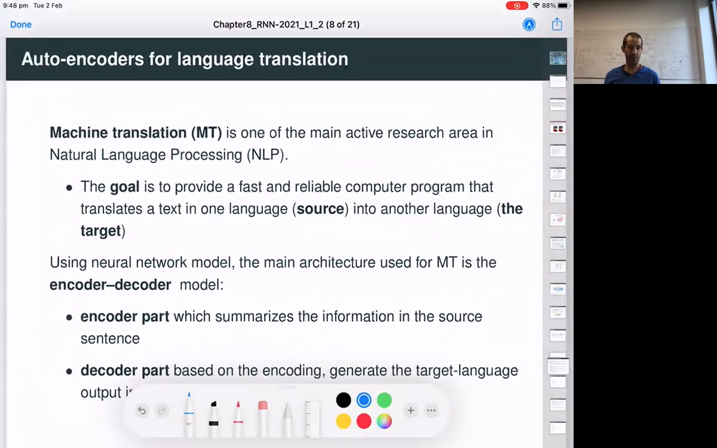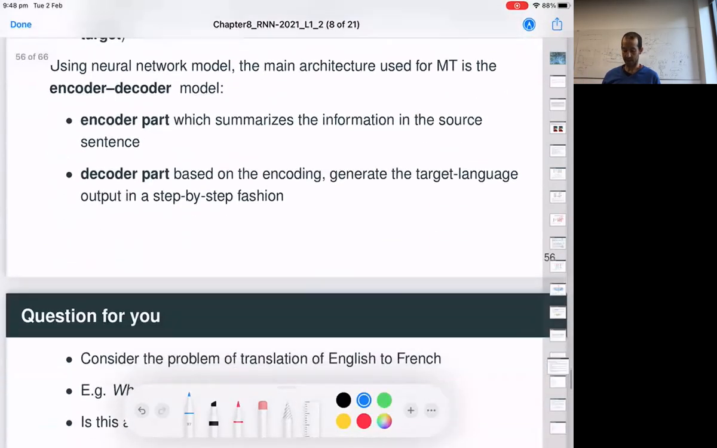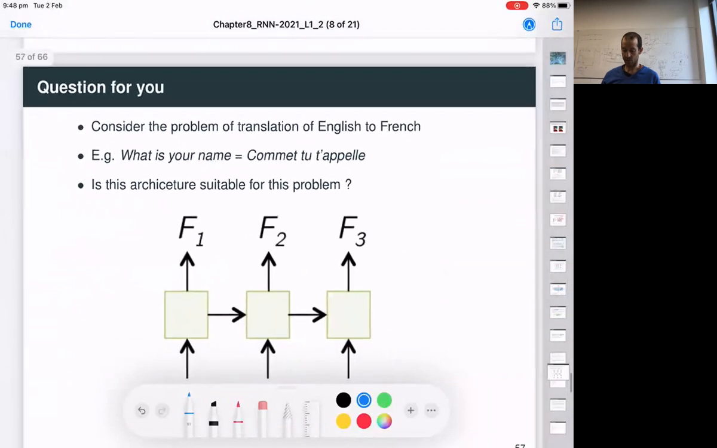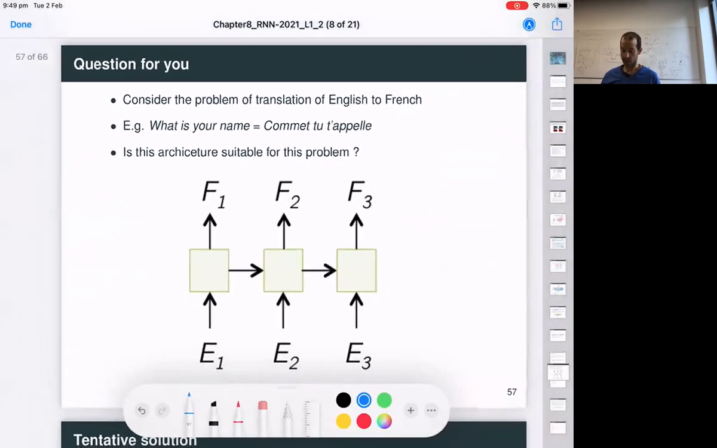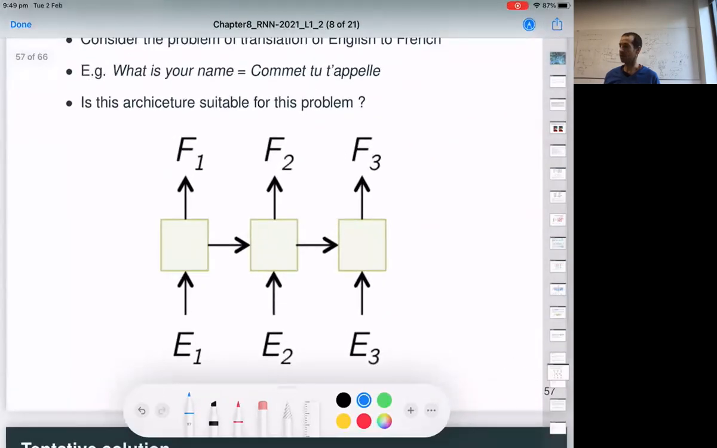So it's machine translation, okay? And so you know the machine translation, you have encoder decoder, and we talked about this yesterday, and it's used for translation. And maybe I have a question for you. Just a simple question. Consider the problem of translation from English to French. So for example, what is your name? And in French, you know that is comment tu t'appelles. And I will ask you, is this architecture good for doing machine translation?